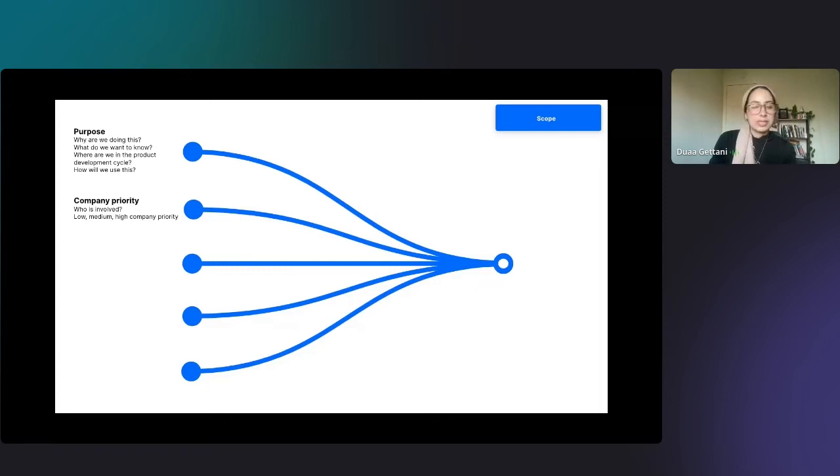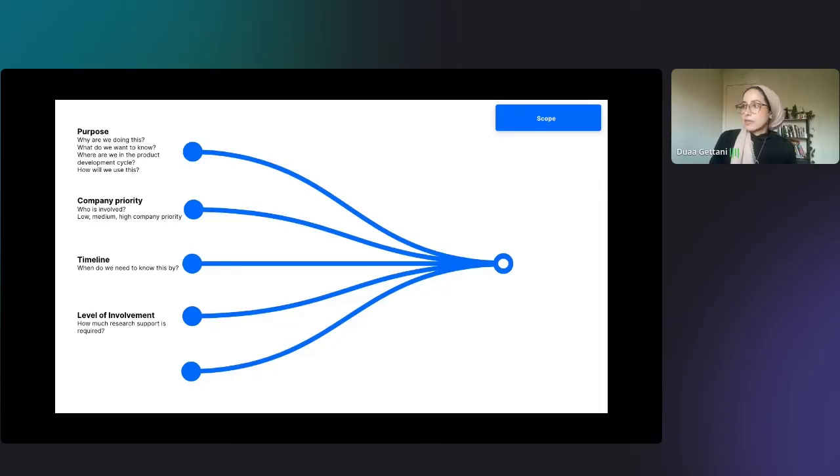Who is involved? Is this a high company priority? Is this a low company priority? And then the timeline: is this something that research can actually get involved with? Does research have the bandwidth for this? Will we have time to complete this project in time for a potential decision, and consider the amount of time and resources that this project will take away from other projects?